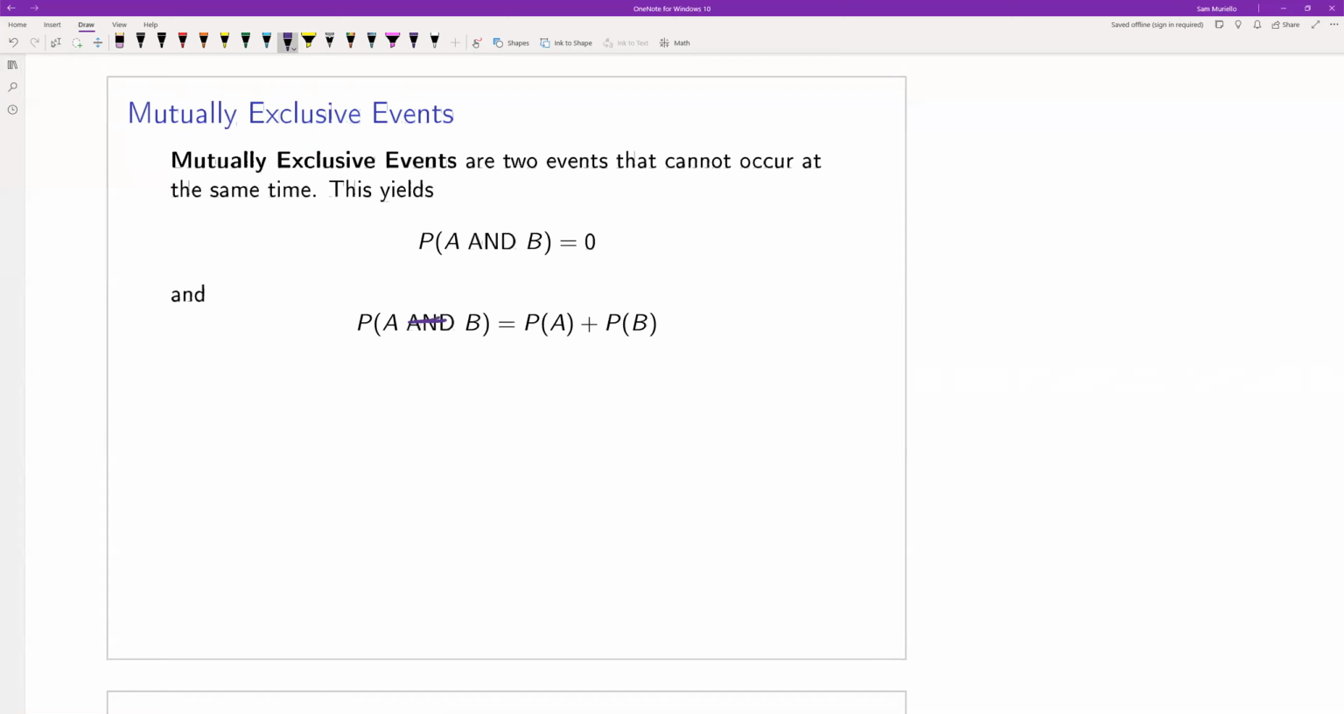And this formula has a small typo. This should say or here. The probability of A or B happening is the probability of A plus the probability of B, because the piece that's missing from the original formula is simply subtracting away the probability of A and B. But we can ignore this part because it's just 0, so you don't have to worry about it.